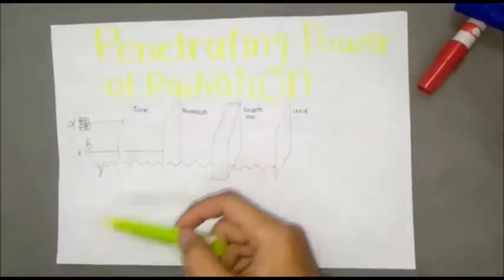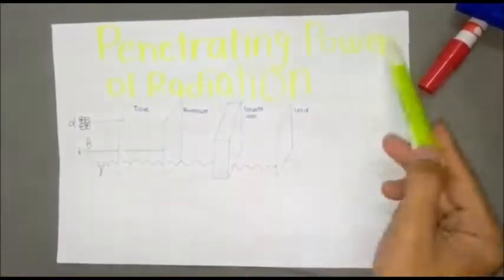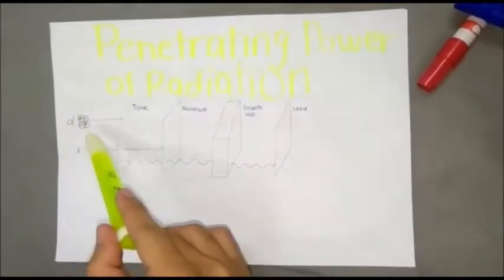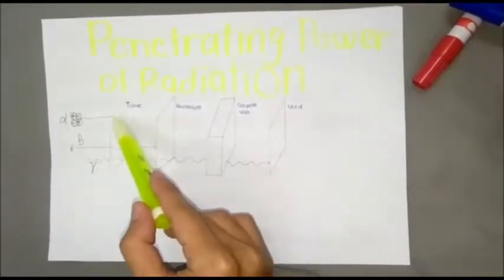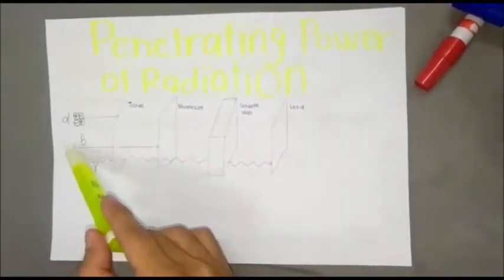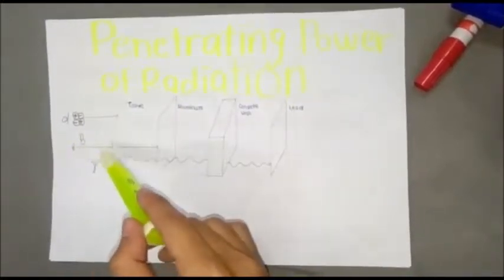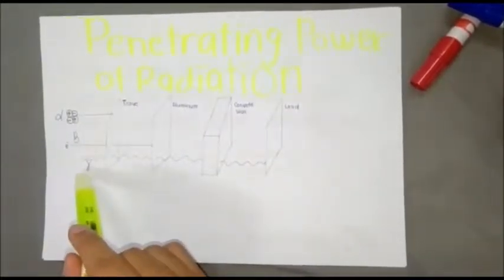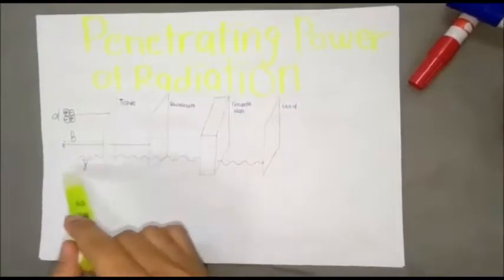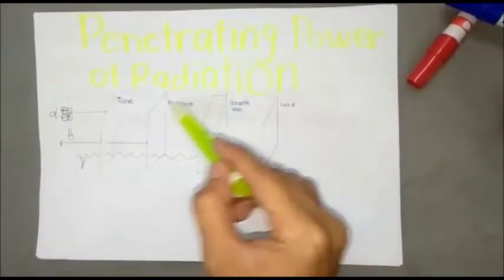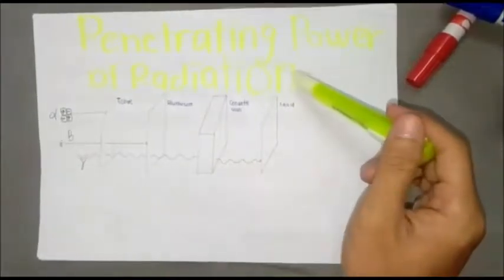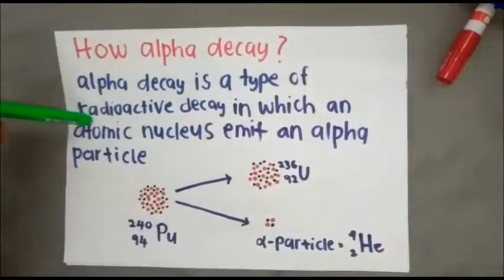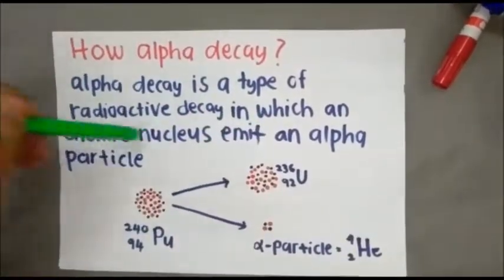This is the illustration of the penetration power of radiation. Alpha particle cannot pass through tissue and is stopped by it. Beta particle can pass through tissue, but it will be stopped by aluminium. Gamma ray can pass through tissue, aluminium, and a concrete wall, but can be stopped by lead.